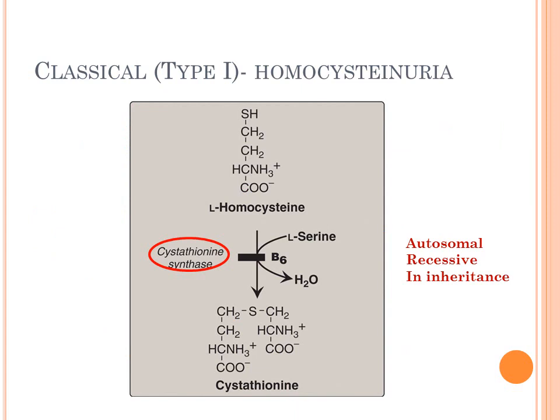So type 1 or classical homocystinuria is an autosomal recessive disorder which occurs because of the deficiency of the enzyme cystathionine synthase. This enzyme is responsible for combining homocysteine and serine, and cystathionine has to be formed. But if this enzyme is deficient, the reaction is stopped here and accumulation of homocysteine takes place in the body.